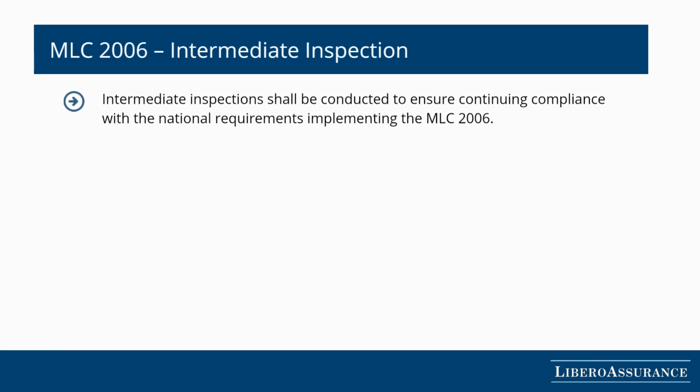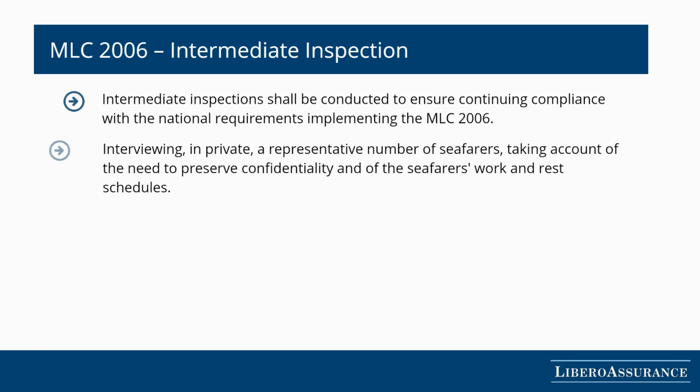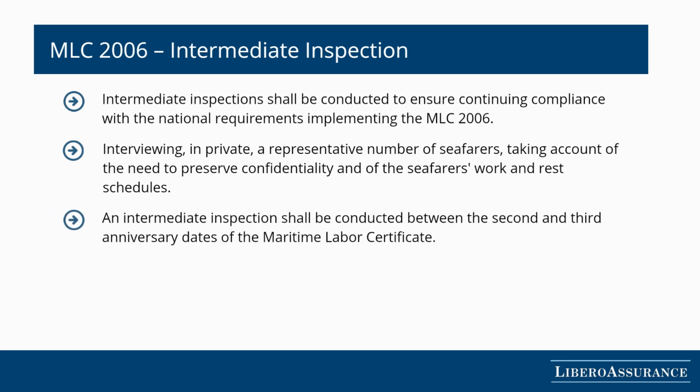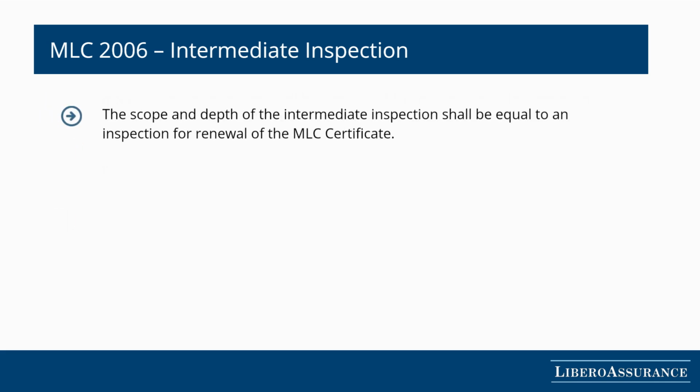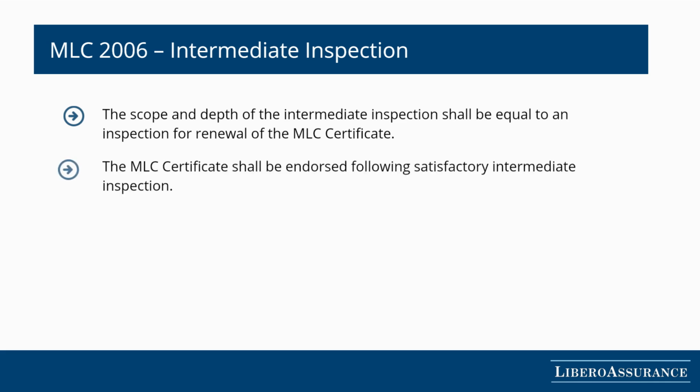The intermediate inspection is conducted to ensure ongoing compliance with national MLC 2006 requirements. It includes private interviews with a representative number of seafarers, respecting confidentiality and work/rest schedules. It takes place between the 2nd and 3rd anniversary of the Maritime Labour Certificate. The scope and depth match those of a renewal inspection. The MLC certificate is endorsed after a satisfactory intermediate inspection.